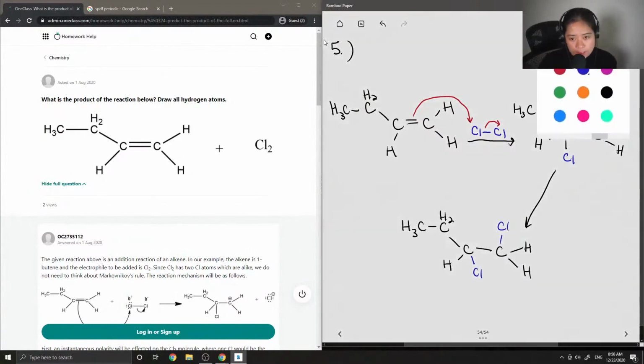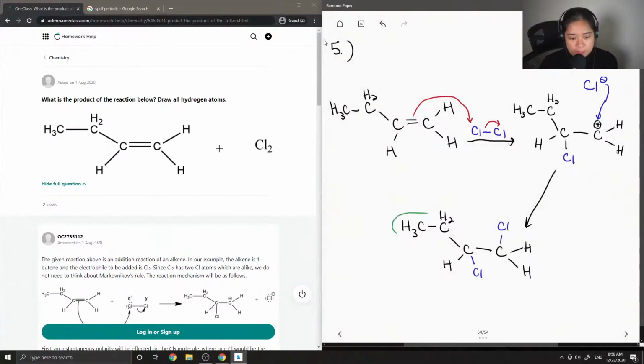And if we were to name this, I like to first find out my parent chain, which is the longest carbon chain that contains all of the most important substituents. And then from there, you would number the carbons, and we want the least number possible. So I'm going to start numbering where our chlorines are.